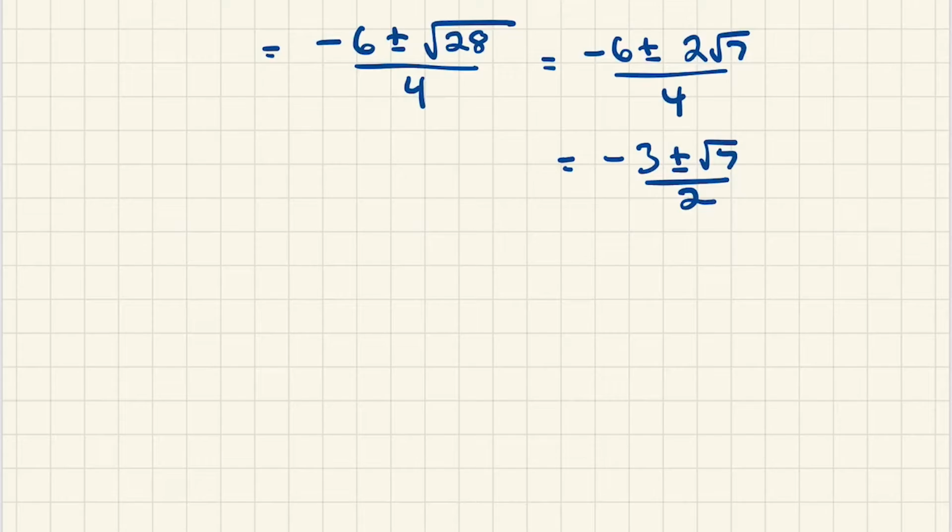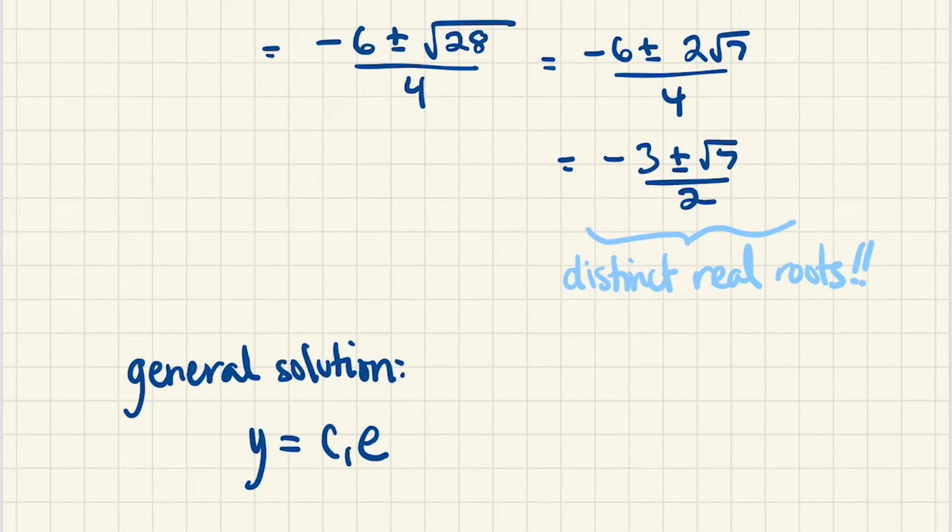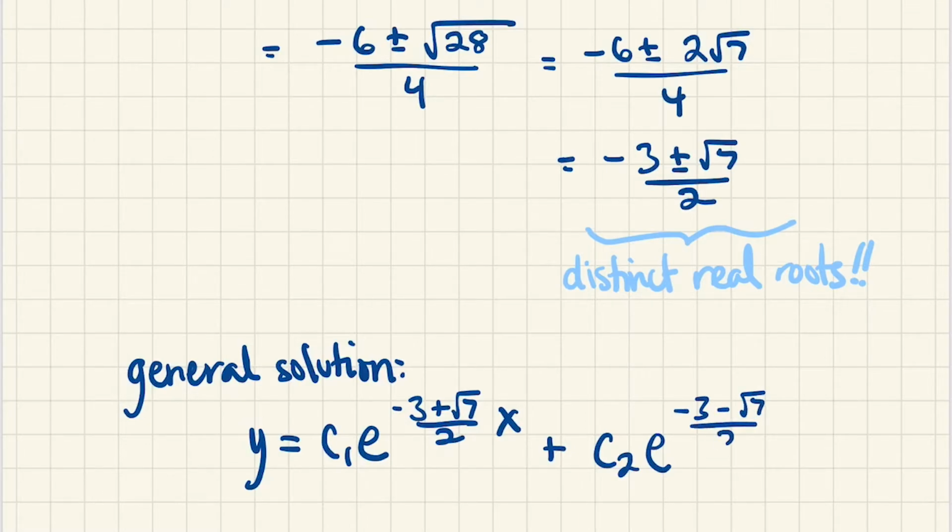So we still have, as in the last case, although it's a little uglier, no problem, 2 distinct real roots, which is the best, simplest case. So this means that the general solution is y equals c1 e to the first one. So let's just go -3 plus root 7 over 2 x, all in the exponent, plus c2 e to the other one, -3 minus root 7 all over 2 x. And it is what it is.